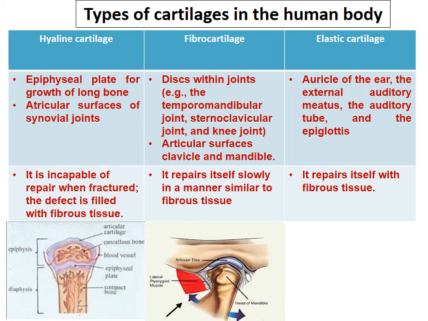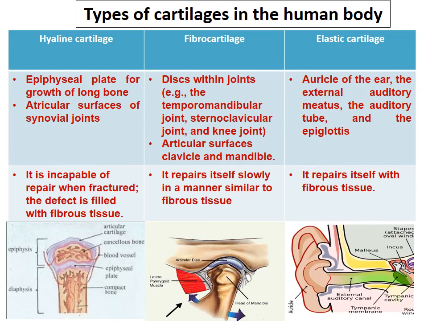Here in this diagram, I can see the articular disc in the temporomandibular joint. Elastic cartilage is usually flexible, like the auricle of the ear, the external auditory meatus, the auditory tube or Eustachian tube, and the epiglottis. It repairs itself also by fibrous tissue.